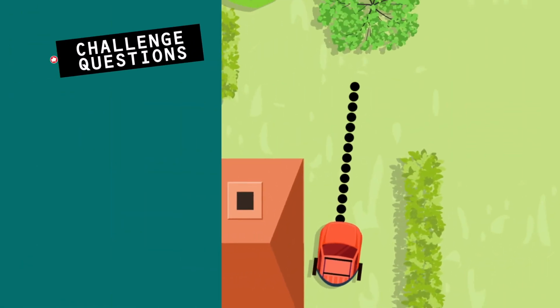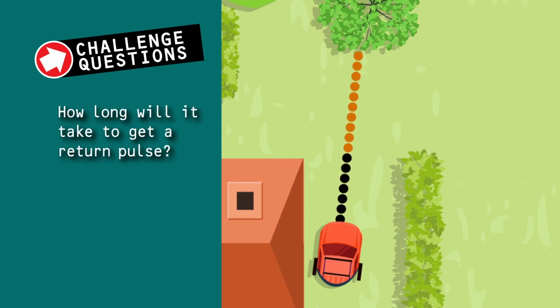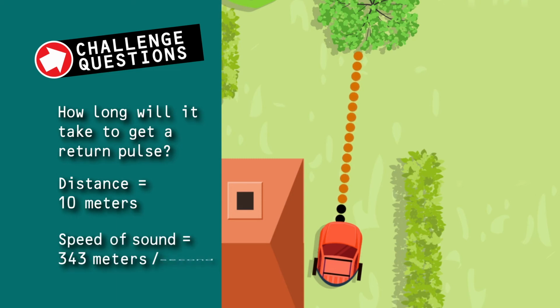This week's challenge questions are: if we had a robot with a sonar sensor, how long would it take us to get the return pulse, or echo, from an object? We know the object is 10 meters away, and we know that the speed of sound in air is 343 meters per second. Again, if we know an object is 10 meters away, and the speed of sound is 343 meters per second, how long will it take to get the return echo?